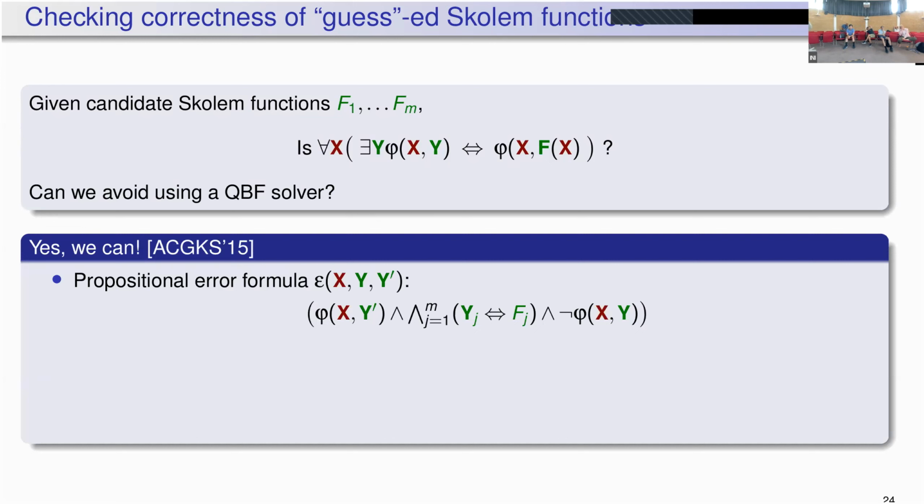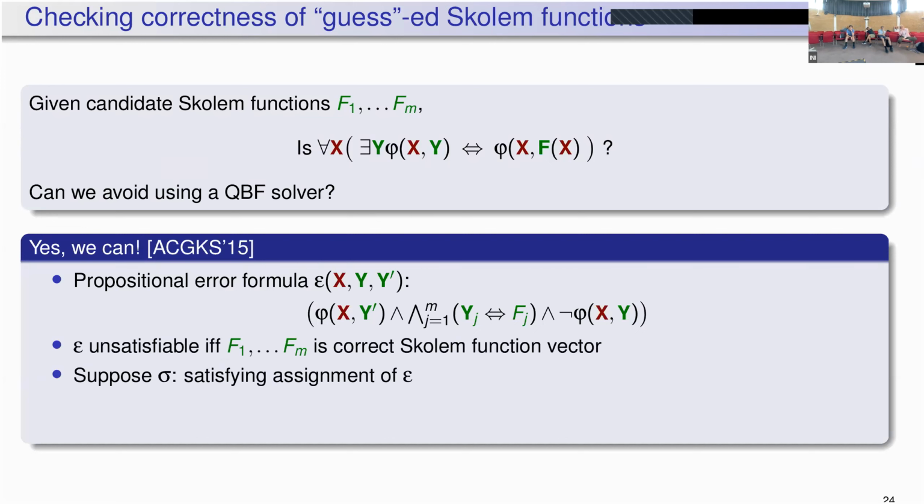And why is that? Because it's a satisfying assignment. Suppose I have a satisfying assignment of this formula. This formula consists of two copies of phi, one negated, one unnegated. They share the same x, but they're two distinct copies of phi. So this y and y prime are distinct, and these y's are forced to be the same as the candidate functions f for the general check.